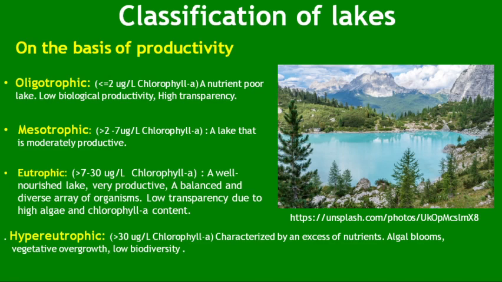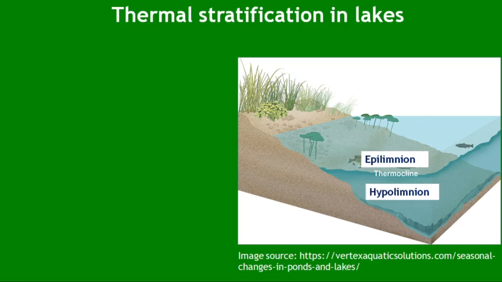So on the basis of productivity, we can classify lakes into four categories: oligotrophic, mesotrophic, eutrophic, and hypereutrophic lakes. Now we'll talk about the thermal stratification in the lakes. If you get a chance to go around any lake and measure the temperature, you will find that as you measure temperature from top surface to the bottom, you will find variation in the temperature, and that is called thermal stratification in the lakes.